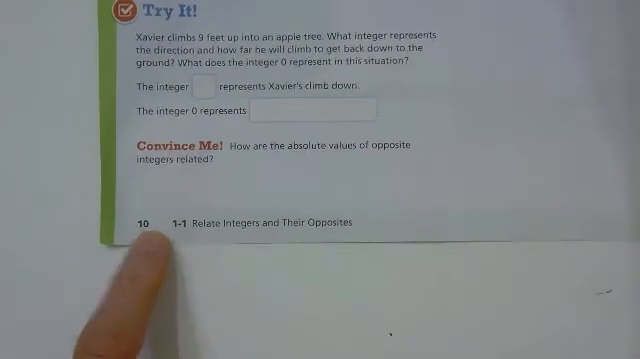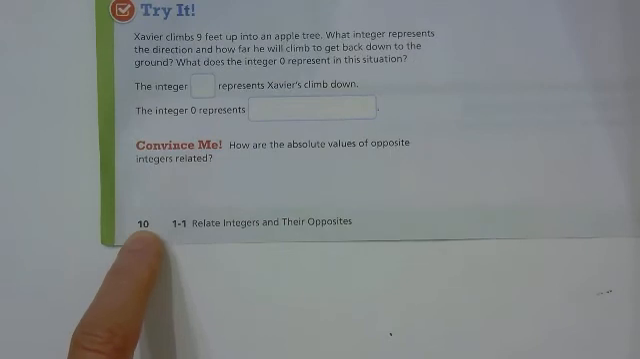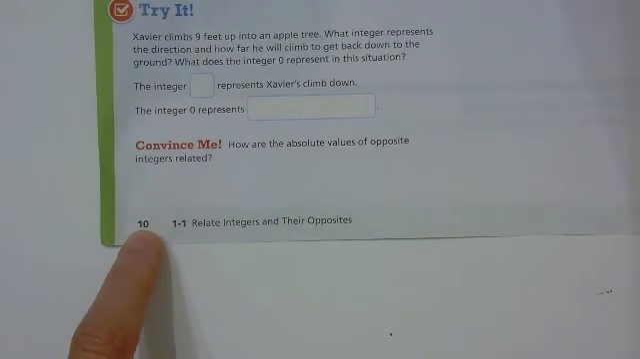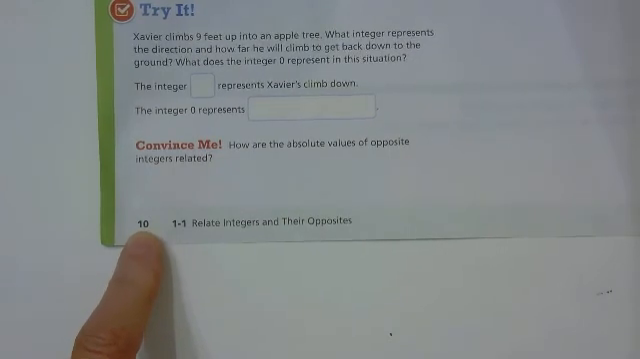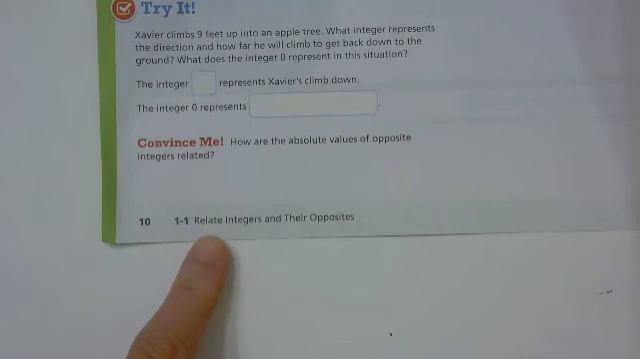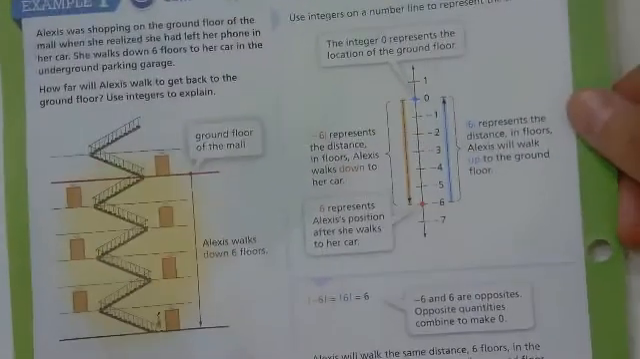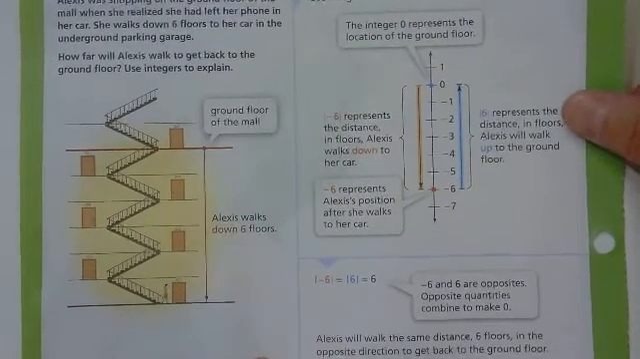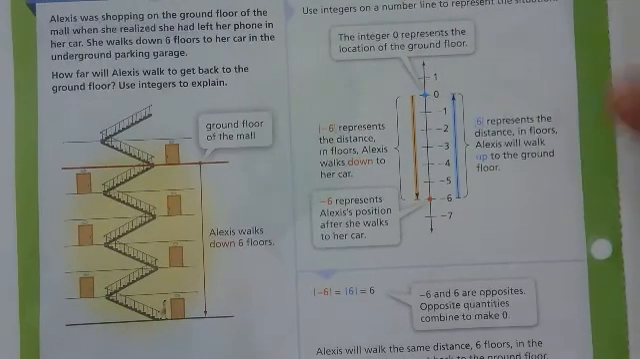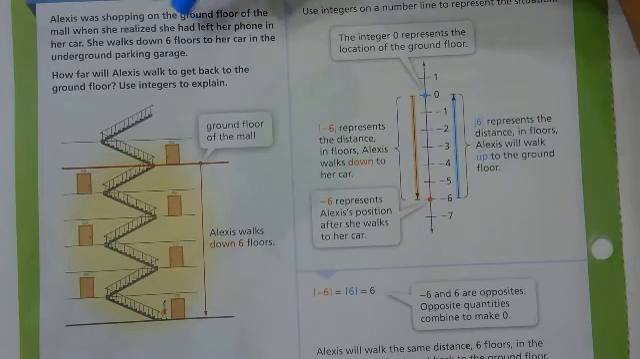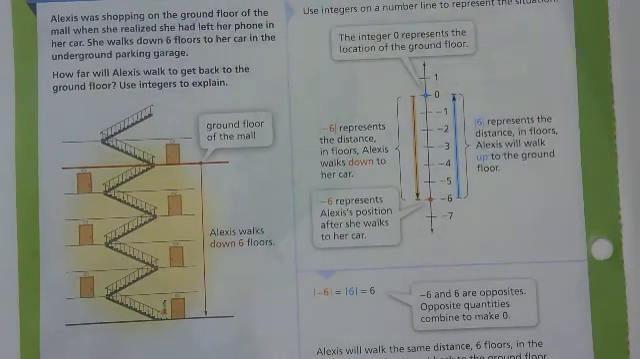I want you to be on page 10. This is the mini lesson that I'm going to start this topic with. So get to page 10 and go with me as we walk through each of these examples. In this first one, Alexis was shopping on the ground floor of the mall when she realized she had left her phone in her car. So she walks down 6 floors to her car in the underground parking garage.